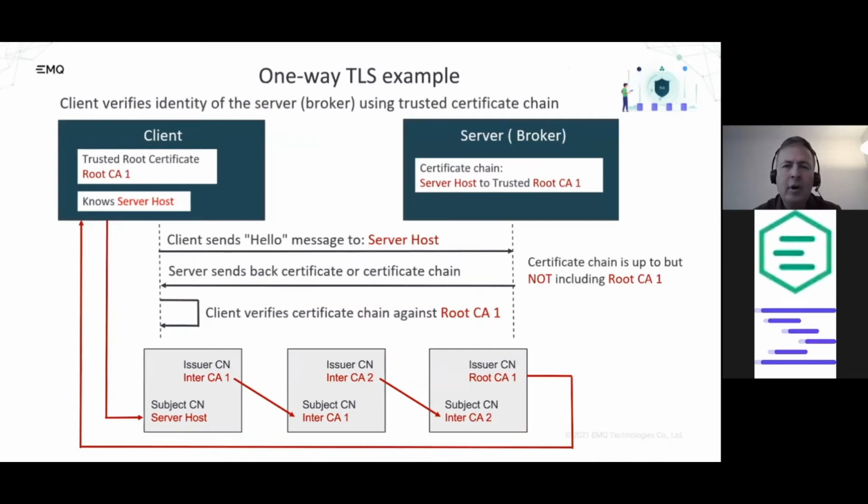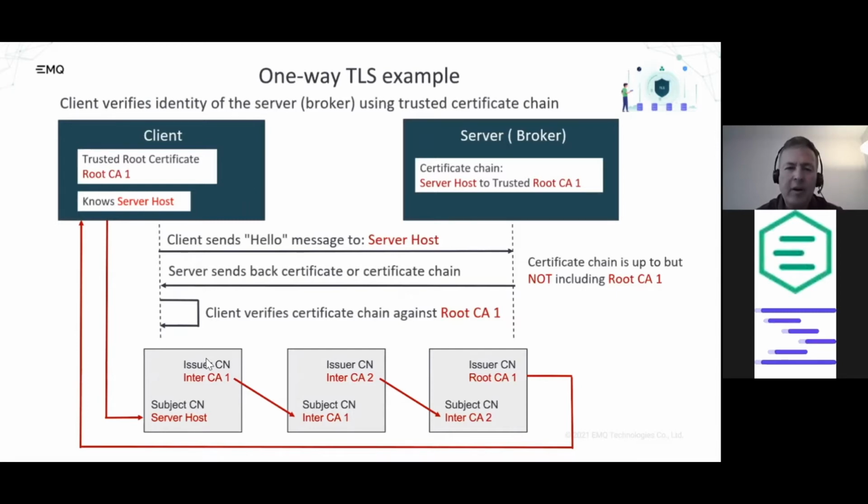So an example of one-way TLS is where the client verifies the identity of the server. The client sends a hello message to the server using the server's host address, and then the server sends back a certificate or certificate chain. And then the client verifies the certificate against a trusted root CA, a root certificate that it has.